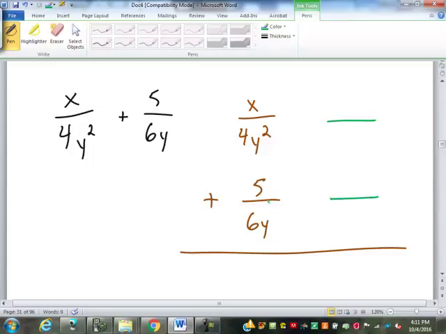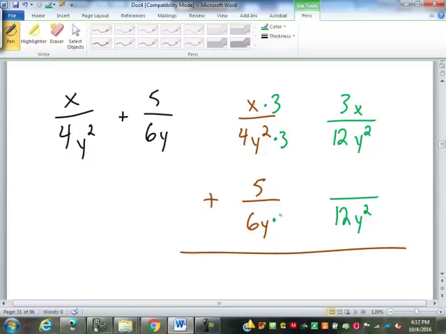So for the common denominator, 4 and 6, the least common multiple is 12. For the y's, y squared is the larger power. So this one had to be multiplied. 4 has to be multiplied by 3 to make 12. Do I have to do anything to the y? No, it's y squared and y squared, so nothing changes there. x times 3 is just 3x.